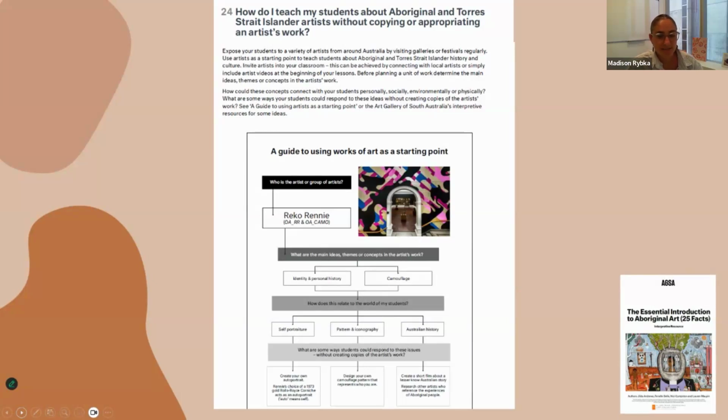And they've popped here looking at self-portraits, create your own portrait, design your own pattern, create a short film. So there's lots of different ways than just creating that specific artwork. And what stands out to me the most is how does this relate to the world of your students? It always comes back to that outcome, 1.1, know your students and how they learn. If you can relate it to your students' world, then it is authentic.